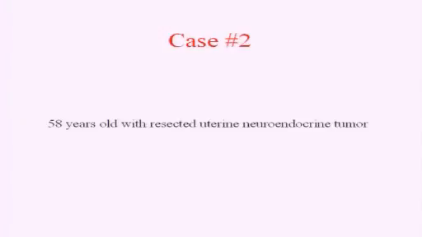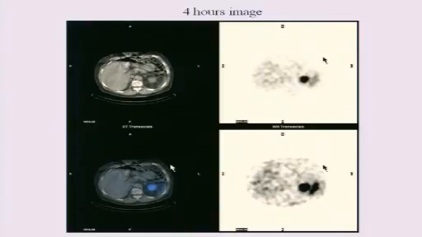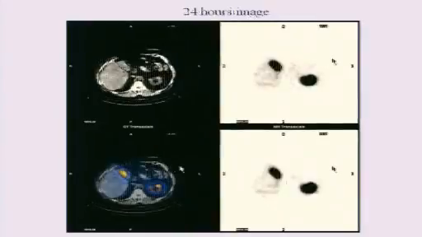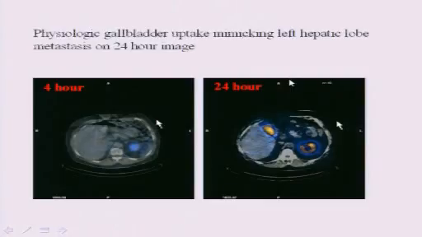Second case is a patient with a resected uterine neuroendocrine tumor. At 4 hours, the scan looks completely normal. But here we see the gallbladder being very hot. So it's very easy, particularly if you don't have the CT and we just do a 24-hour picture, to get very confused by this intense gallbladder activity.